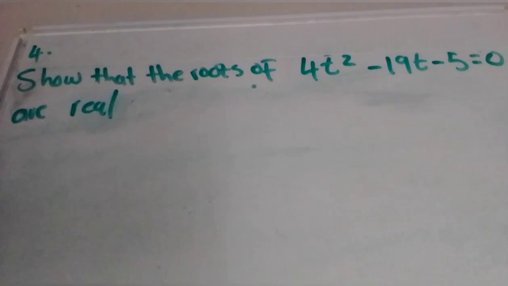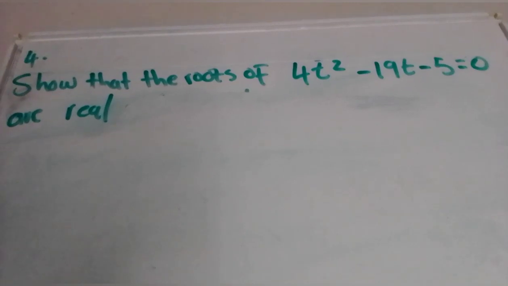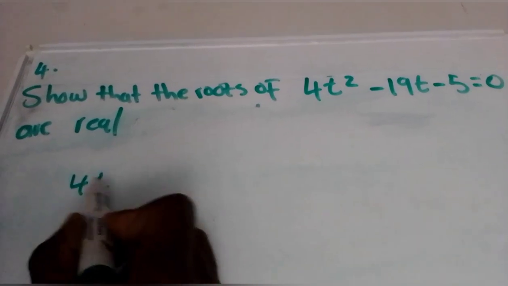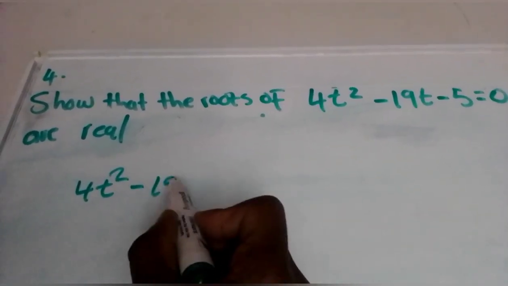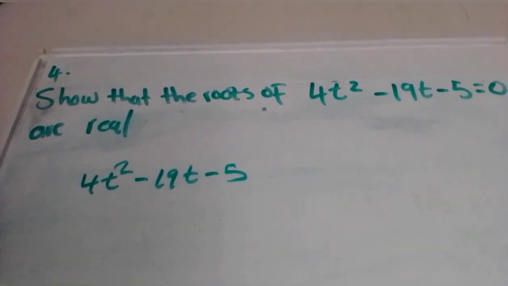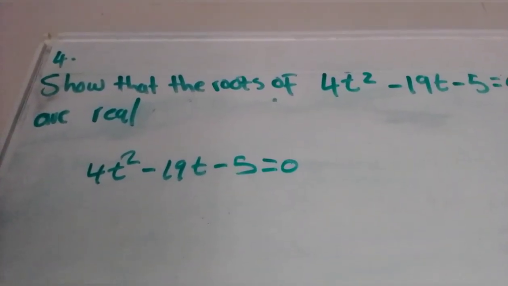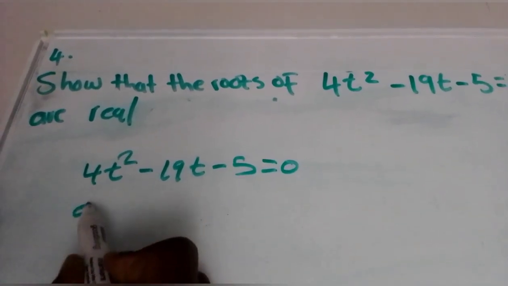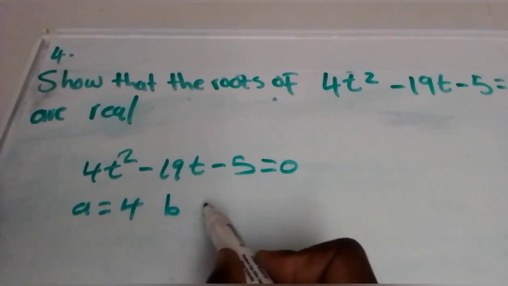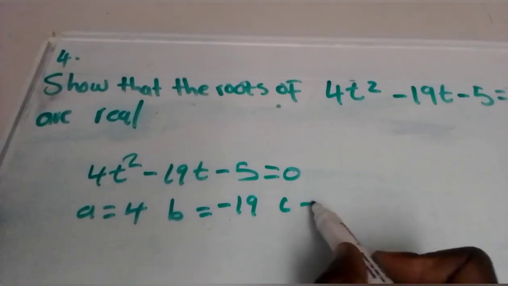Show that the roots of 4t squared minus 19t minus 5 equal to 0 are real. So remember, real means you need to equate to 0. So 4t squared minus 19t minus 5 equal to, before you put the equal sign, let's check that real. So real tells us that we need to equate to 0. Remember that on your notes. So here you need to take the coefficients. a is 4, which is the coefficient of t squared. b is minus 19. You take it with its sign. And c is minus 5.